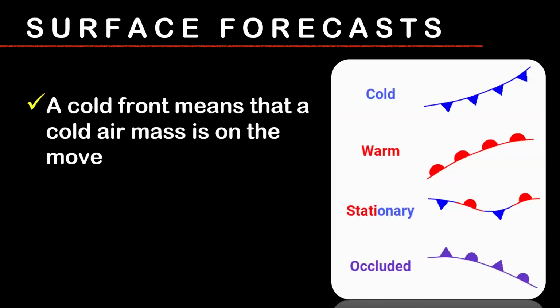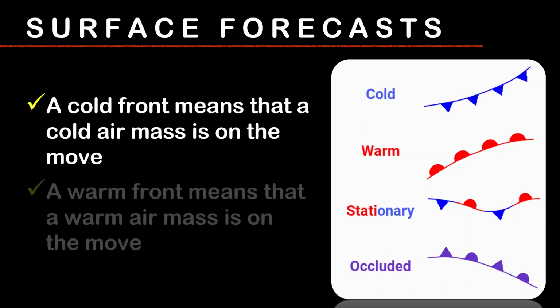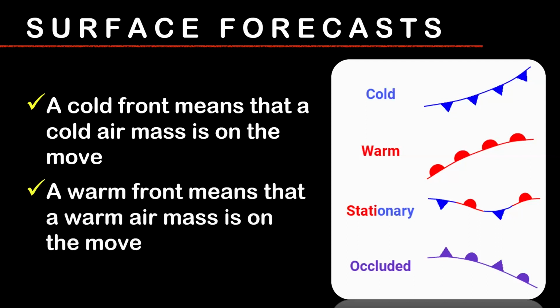So when you see a cold front on these charts, that means the cold air mass is on the move. And of course, when you see a warm front, that means the warm air mass is actually on the move. We know that in reality, all these air masses are kind of moving together, but essentially the cold front defines where the cold air is moving into the warm air. And then a warm front defines where that warm air is moving up into the cold air.